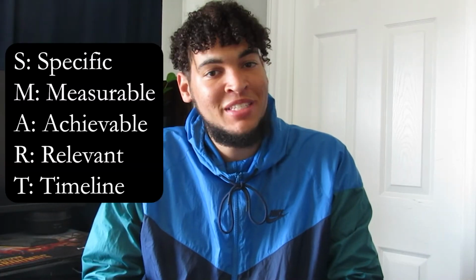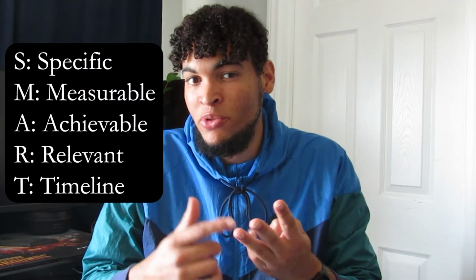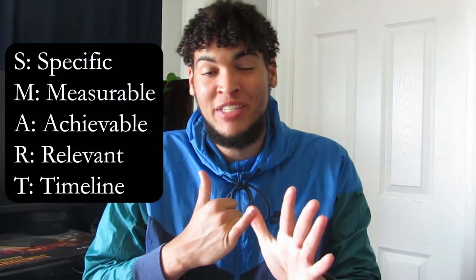Alright, so the second goal setting method is called the SMART goal. SMART stands for specific, measurable, achievable, relevant, and timeline or time-based. You may have already seen this type of goal setting method at some point in time in your life. This is one of the most common goal setting methods that is out there, and it's also one of the most effective. So in breaking down what SMART goals are, we can start from the top.